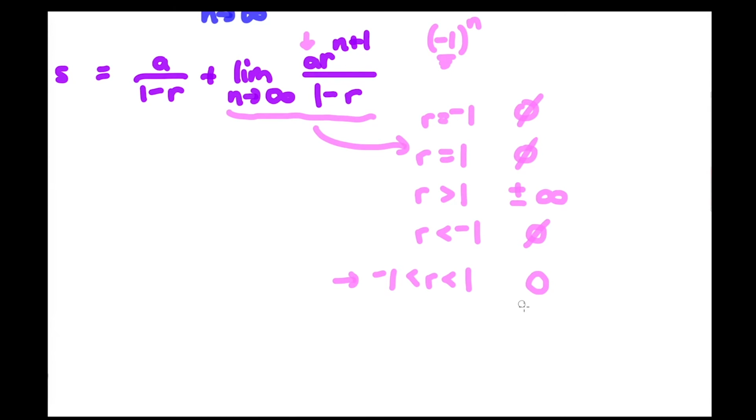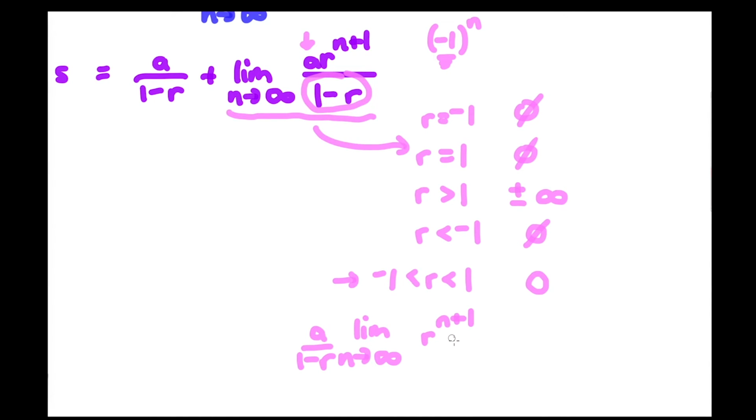Let's just pick a value. Let's just pick r is equal to 1/2 because 1/2 is between negative 1 and 1. I guess 0 would have been easier, but let's pick 1/2 to be more fun. If you did the limit as n approaches infinity of a, I'm going to put the a in front because it doesn't have anything to do with n approaching infinity. I'm also going to put this 1 minus r in the front, just to make it easier. And then you end up with r to the n plus 1.